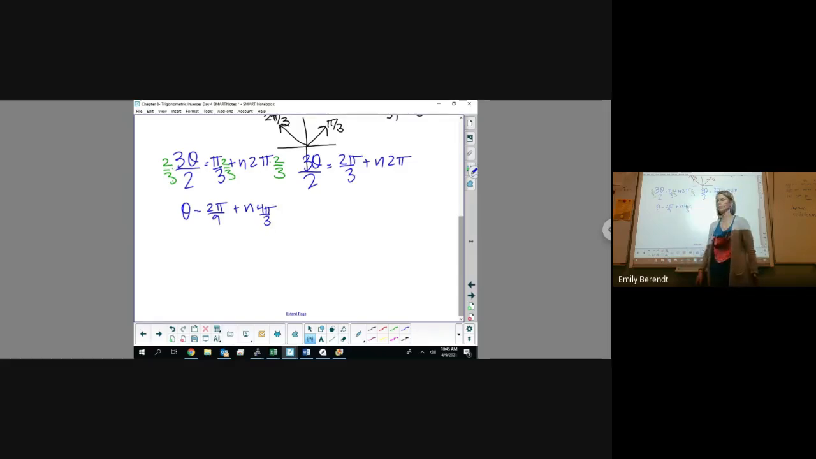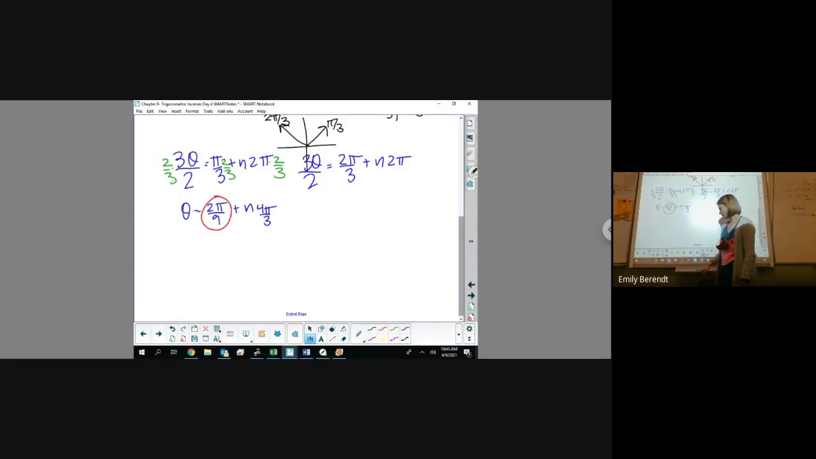All right, so theta is isolated. First angle after the equal sign: if it's bigger than 0 but less than 2 pi, you're good. 2 pi over 9 bigger than 0? Yep. What is 2 pi in 9ths? Double that, 18 pi over 9, because 18 divided by 9 is 2. So if we get anything bigger than 18 pi over 9, we can't use it. So 2 pi over 9 is one of our answers.